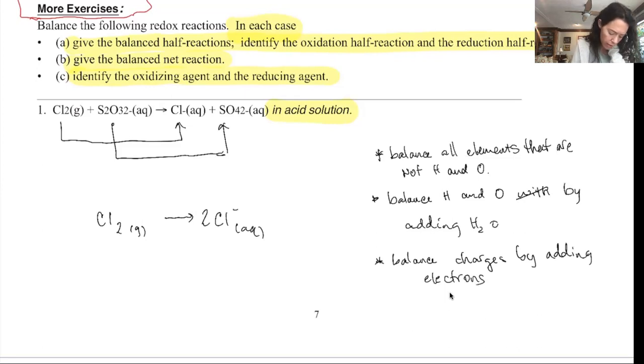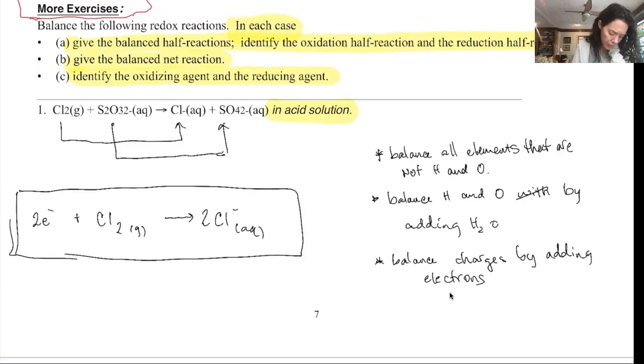Okay. All right. Well, what I see over here is I've got an overall 2 negative charge. Overall here I have a neutral charge. So if I add 2 electrons over here, I'll see that they're now balanced. Okay. So what I have here is one balanced half reaction. This shows the gaining of electrons. So this is my reduction reaction. Right? This is my reduction reaction. Therefore, Cl2 is the oxidizing agent.